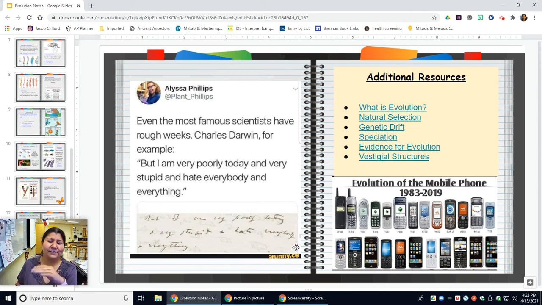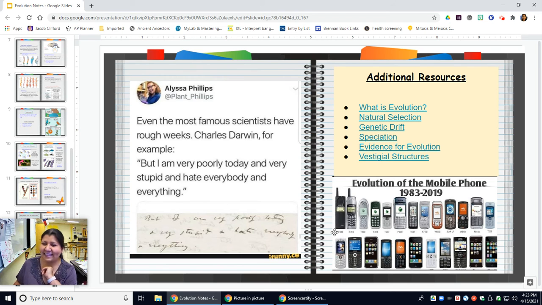Just remember that if all of this seems really hard, even the most famous scientists have rough days. For example, Charles Darwin, this was actually found in his diary: I'm very poorly today. I'm very stupid. I hate everybody and everything. So, it happens. And tomorrow's a new day. Everybody goes through stuff like this, and you can do it.